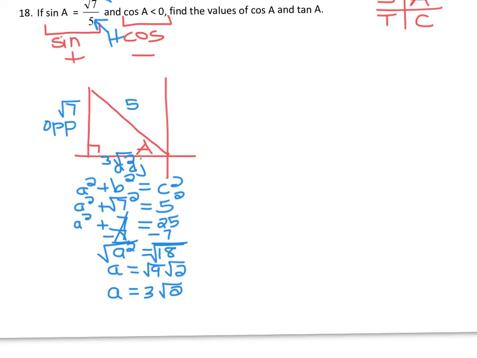All right, now what they want us to do is find cosine of A and tan of A. So let me start with cosine of A, and then tan of A.